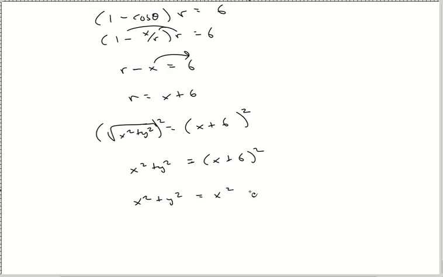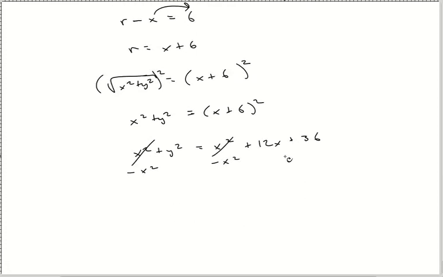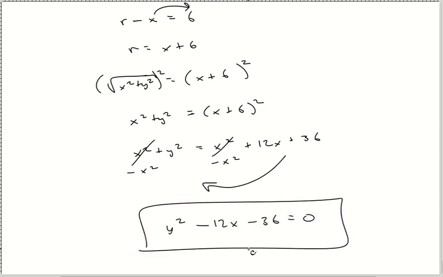I'm going to FOIL this thing out. x squared plus 12x plus 36. These guys actually cancel. What I'm doing here is I'm subtracting x squared on both sides. They just cancel out. And then I'm going to move all this stuff over. So y squared minus 12x minus 36 is equal to 0. And there's my rectangular equation.